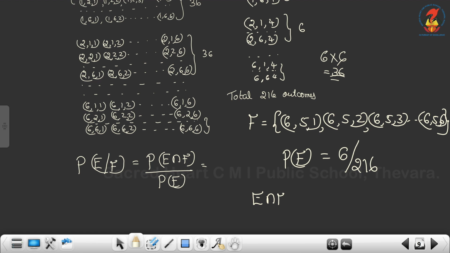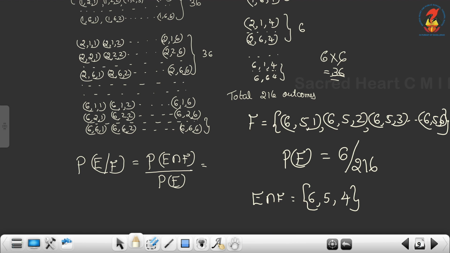Now what is E intersection F? E intersection F means F is 6 and 5 as the first 2 elements. E means 4 in the third toss. So their intersection means 6, 5, 4. Only this one. F means 6 and 5 in the first places. E means 4 in the third place. So there is only one single element, only this element.